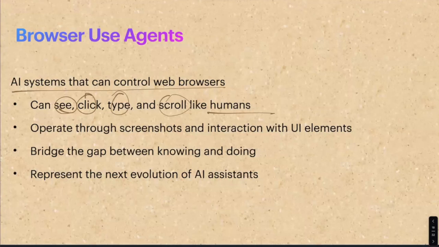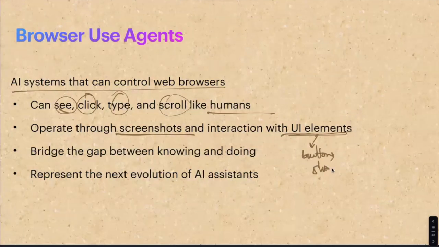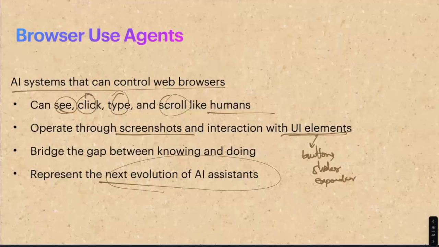This AI agent will take screenshots of the screen at every interval, and it will try to interact with the UI elements like buttons, maybe sliders, expanders, whatever. So the AI will actually look at the screen and it will know which buttons to press and not to press. This gives rise to the next evolution of AI agents. Before I go full on into this, let me give you a sneak peek of how this happens.